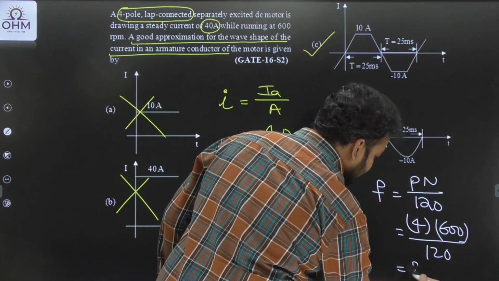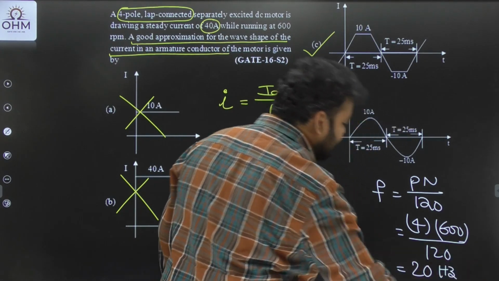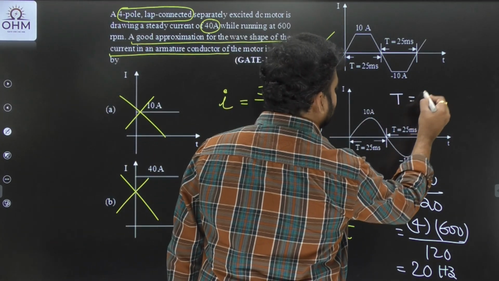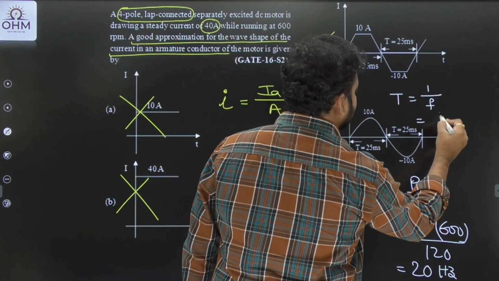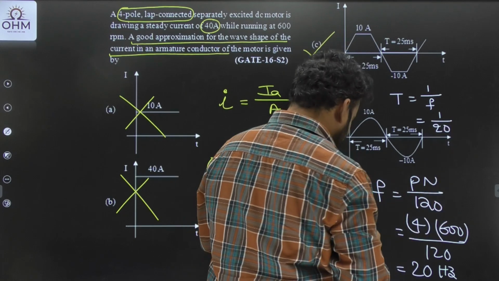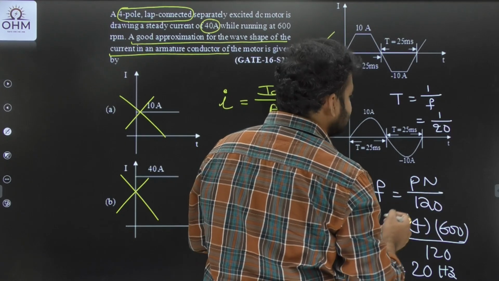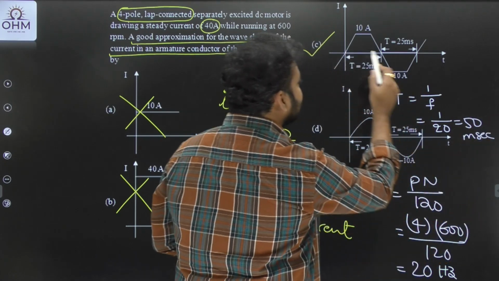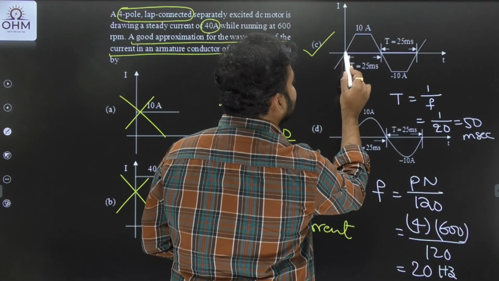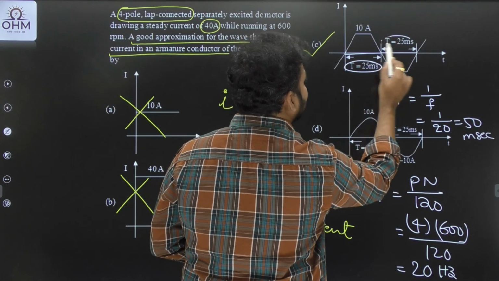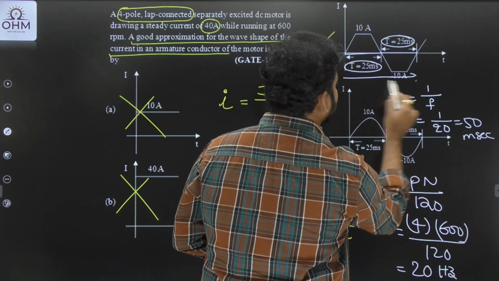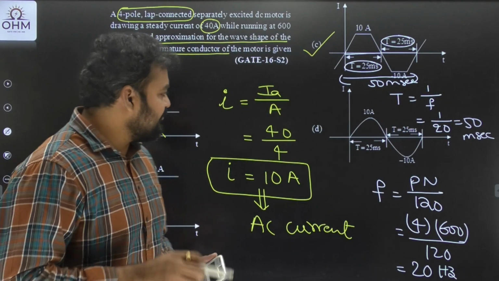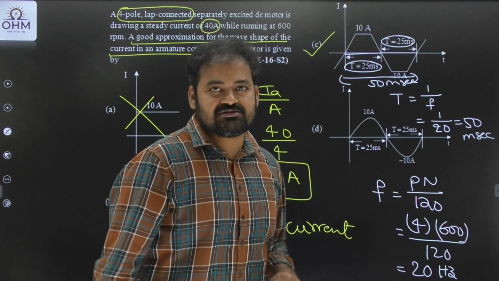Frequency is 20 hertz. If frequency is 20 hertz, then what is the time period? 1 by frequency, right? So time period is equal to 1 by frequency, that is 1 by 20. 1 by 20 means, yes, 0.05 seconds, which is 50 milliseconds. Is it the time period? You see first half 25 milliseconds, second half 25 milliseconds, overall time period is 50 milliseconds. Correct, satisfying, right? So it's a square waveform and the time period is 50 milliseconds.